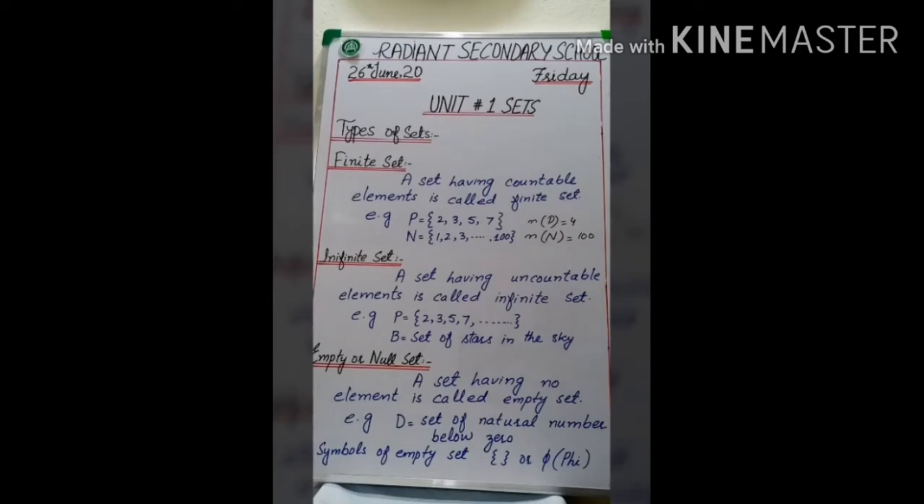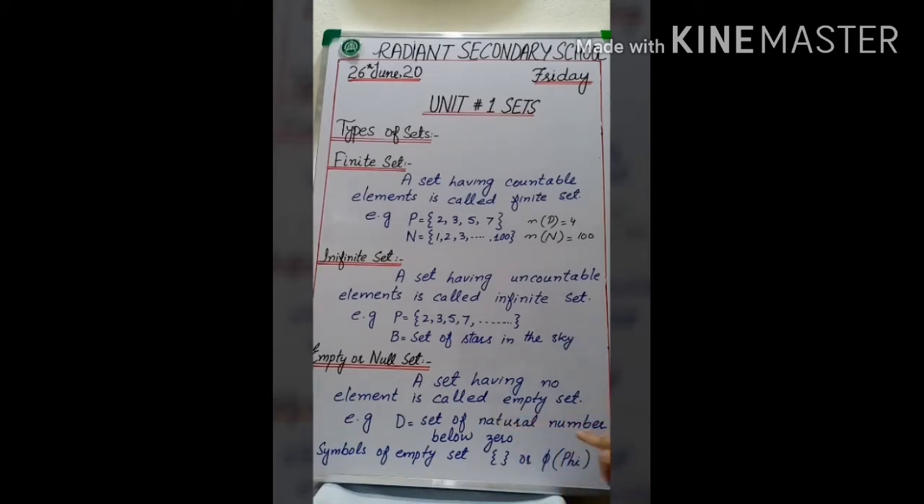The last one is empty or null set. A set having no element is called empty set or null set. For example, set of alphabets between A and B. You know that there is no alphabet between A and B, so that is the empty set. Set of moons on earth, there is no moon on earth. A man with 4 eyes, it is impossible that there is a man with 4 eyes. So all these are the examples of empty set.